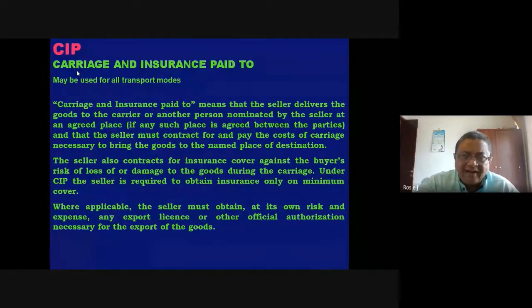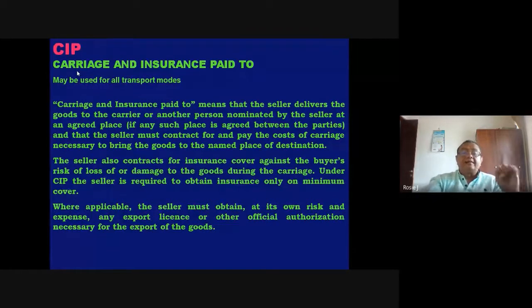Okay. So you see, they are interrelated. FCA: handover at the terminal, risk passes to the importer, no freight is paid, no insurance paid. CPT: he hands over, same delivery point, risk transfers to the importer, but he pays the freight and does not pay the insurance, right? Then CIP: same as FCA, but he pays the freight like CPT and also pays the insurance. Therefore, it is known as CIP, right?